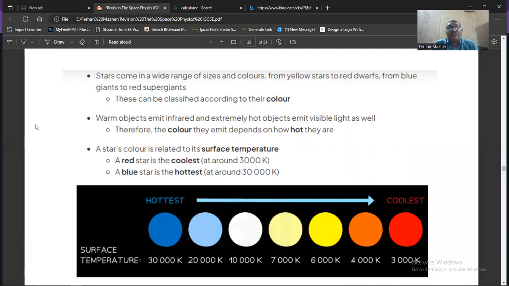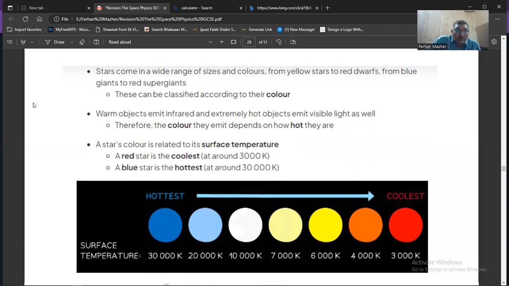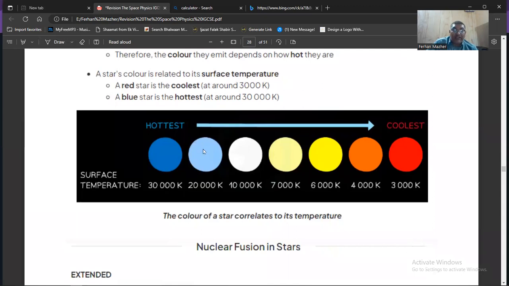A red star is the coolest at around 3,000 Kelvin. A blue star is the hottest at around 30,000 Kelvin. So here you see this color means 30,000 Kelvin temperature. A star of this color means 20,000 Kelvin. This color means 10,000 Kelvin. This means 7,000 Kelvin. This means 6,000 Kelvin. This color means 4,000 Kelvin, and the red color means 3,000 Kelvin. The color of a star correlates to its temperature.